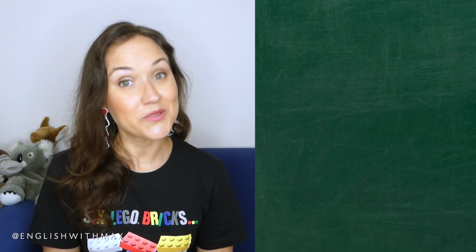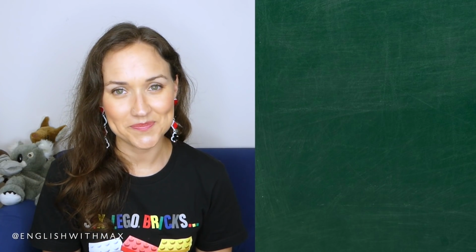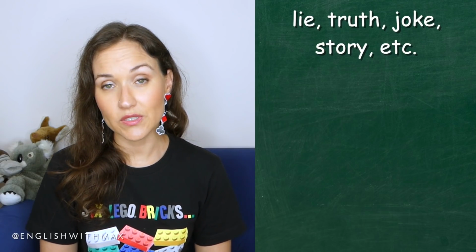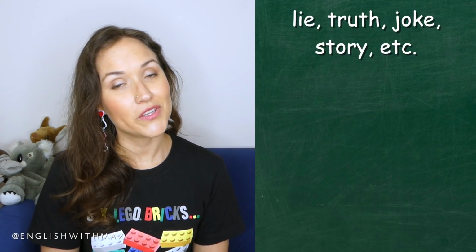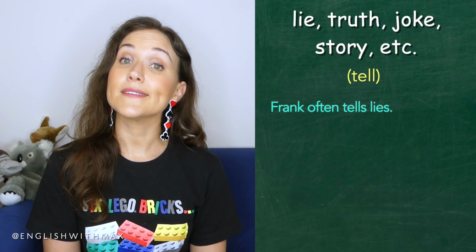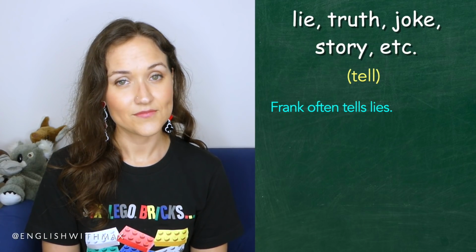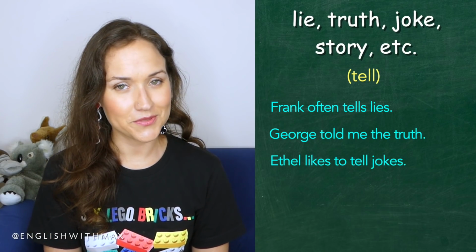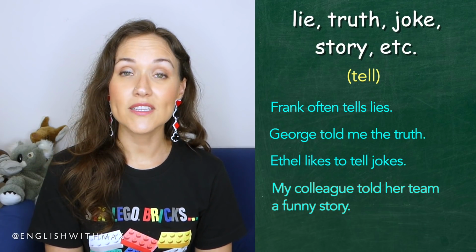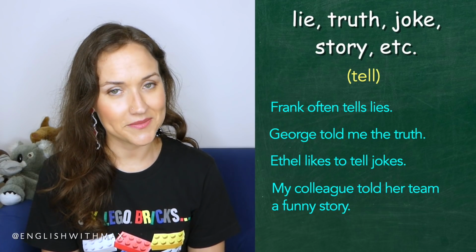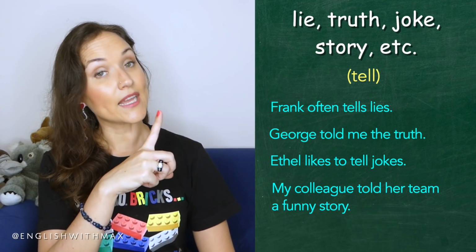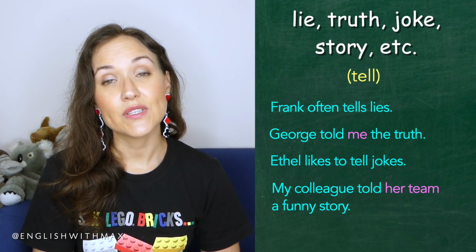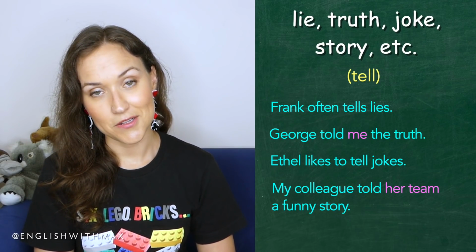There are just a couple more things you need to know about say and tell. For words like lie, truth, joke, and story, we use tell. Frank often tells lies. George told me the truth. Ethel likes to tell jokes. My colleague told her team a funny story. As you can see in the second and fourth sentences, if you want to include a pronoun or a noun, you need to place it immediately after tell.